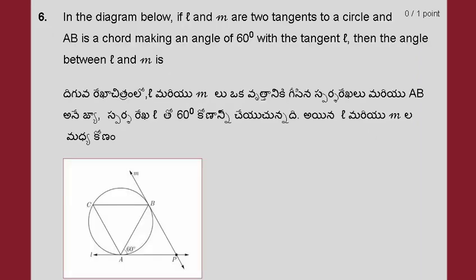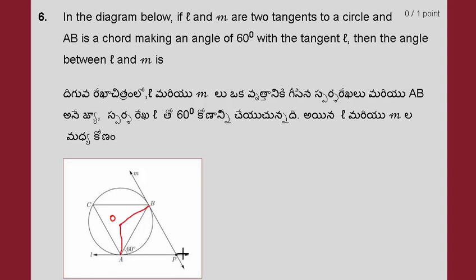Let us see the next question. Here also one diagram is given. In the diagram below, if L and M are two tangents to a circle and AB is a chord making an angle of 60 degrees with the tangent L, then the angle between L and M is. In the diagram, let us take the point O, this is the center of the circle, and OA is a radius and OB is also one radius.